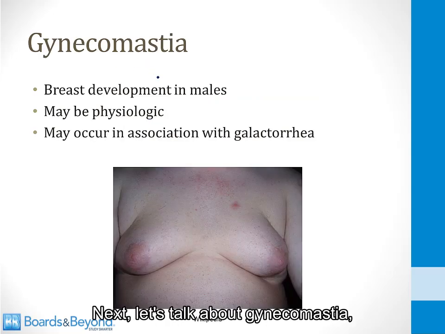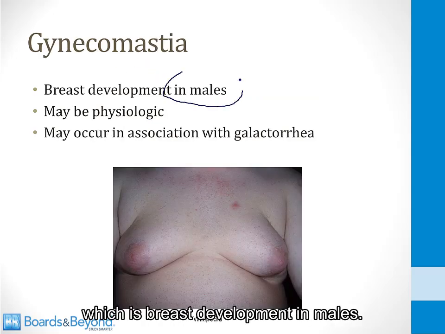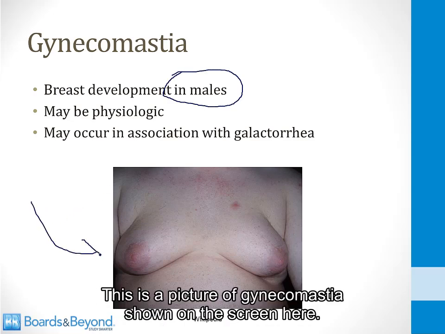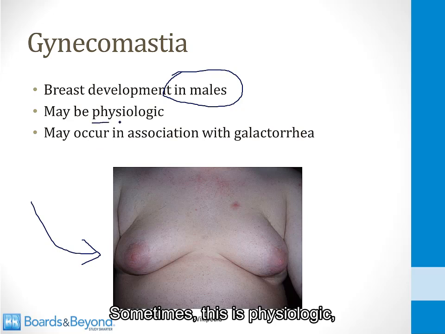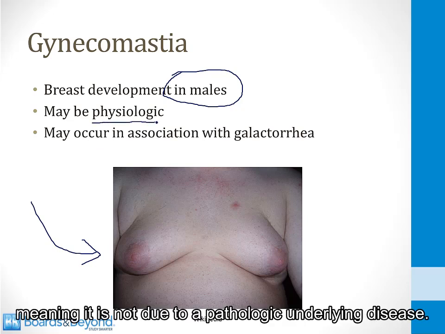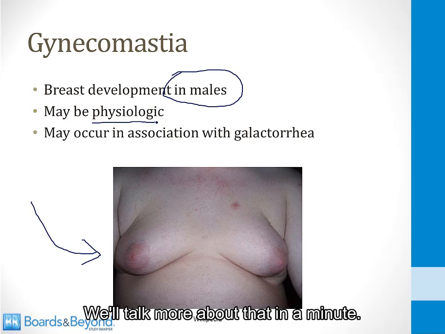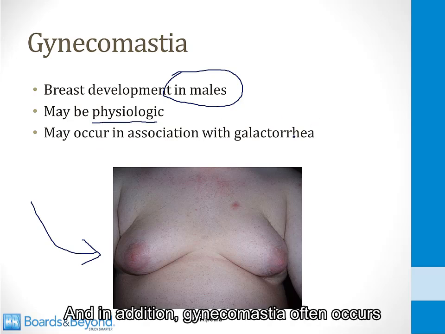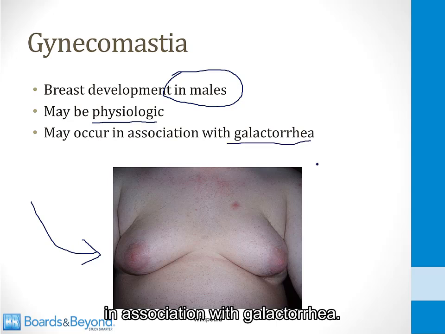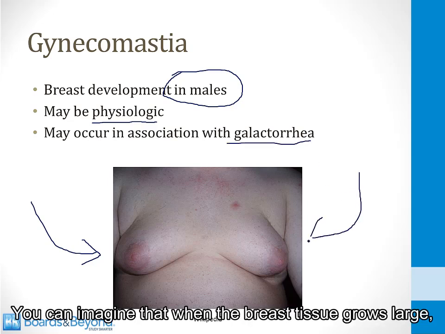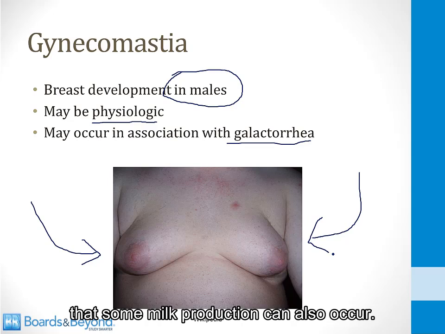Next, let's talk about gynecomastia, which is breast development in males. This is a picture of gynecomastia shown on the screen here. Sometimes this is physiologic, meaning it is not due to a pathologic underlying disease. We'll talk more about that in a minute. And in addition, gynecomastia often occurs in association with galactorrhea. You can imagine that when the breast tissue grows large, like shown on the screen here, that some milk production can also occur.